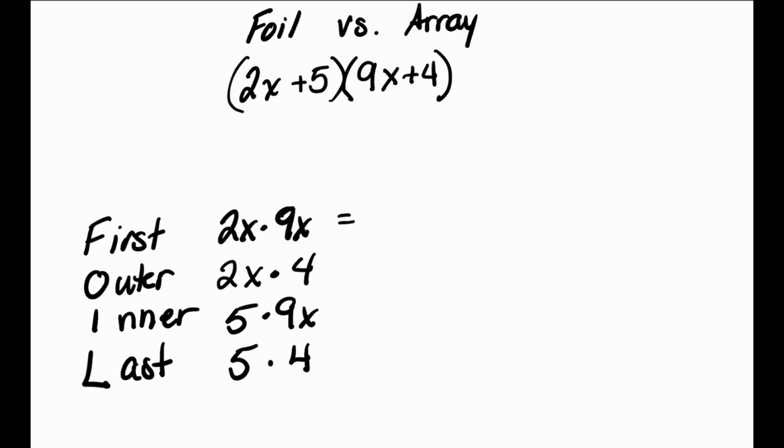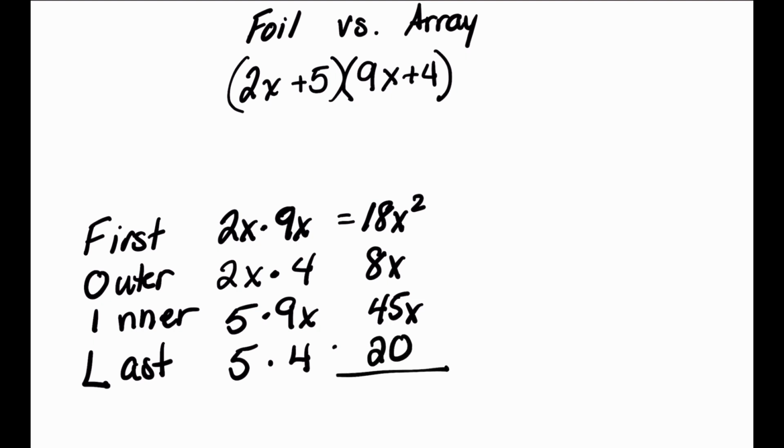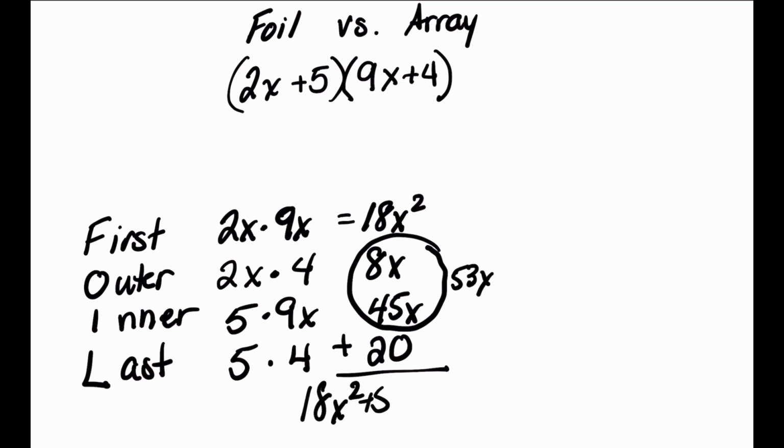And this is what I see people doing a lot of times. It's easy to remember and they just multiply. All right, 2 times 9 is 18, x times x is x squared, 2x times 4 is just 8x, 45x, and 20. And then you just look to see, do I have any like terms? You do, right over here. So you're going to add these guys up and you're going to get 53x. So you end up with 18x squared plus 53x plus 20.